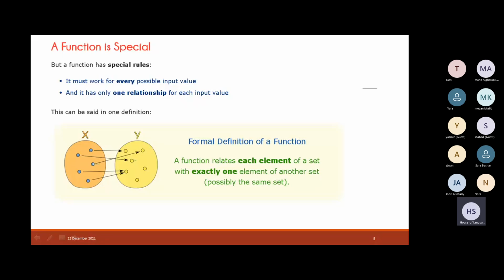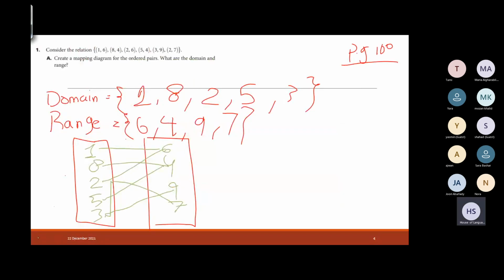I'll give you ordered numbers. You draw the mapping diagram. Then after you draw it, you have to decide: is it a function or not? A function works so that every possible input has only one relationship, like each girl has only one friend. But if you see here that it has two friends, 7 and 6, this is not a function.